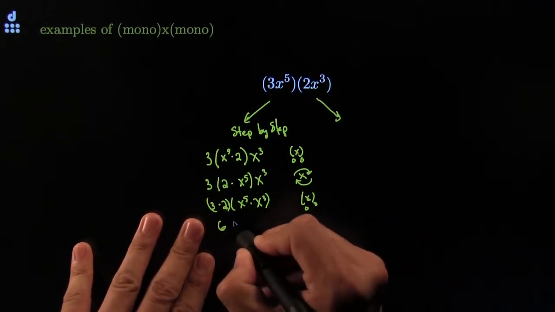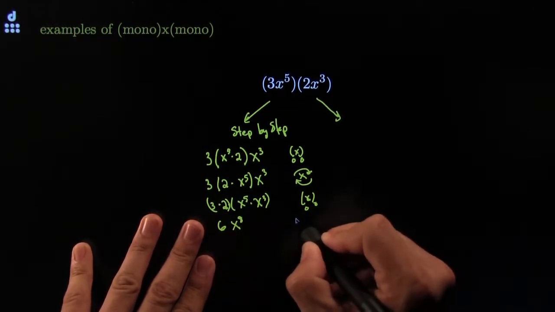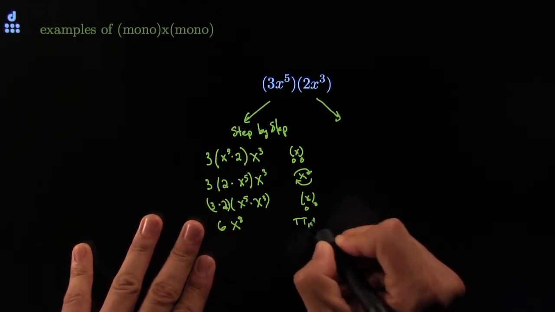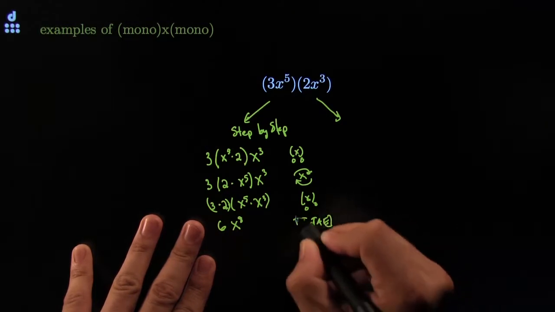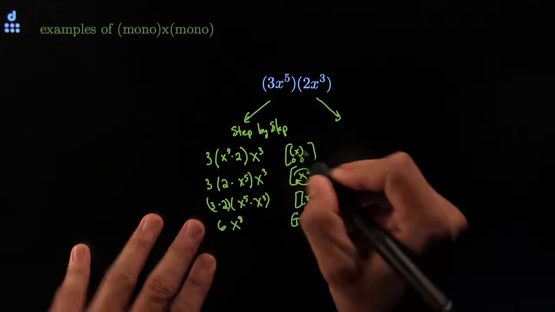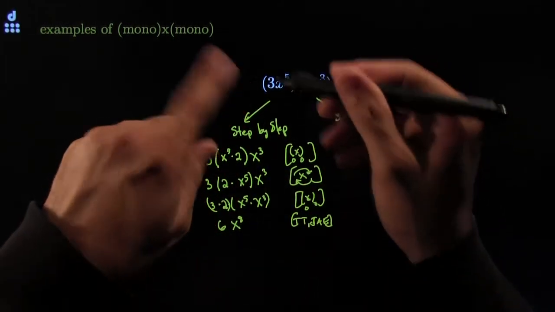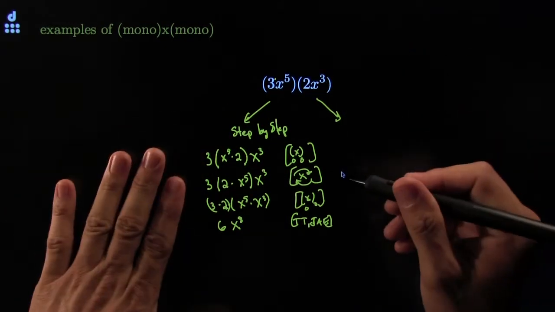This will give me 6 by times table. This will give me x to the 8 by just adding the exponents. And so I finish it off with well-known theorems from last couple of chapters that we've been doing. And that right there is a beautiful step-by-step process of how you would multiply a monomial times a monomial.